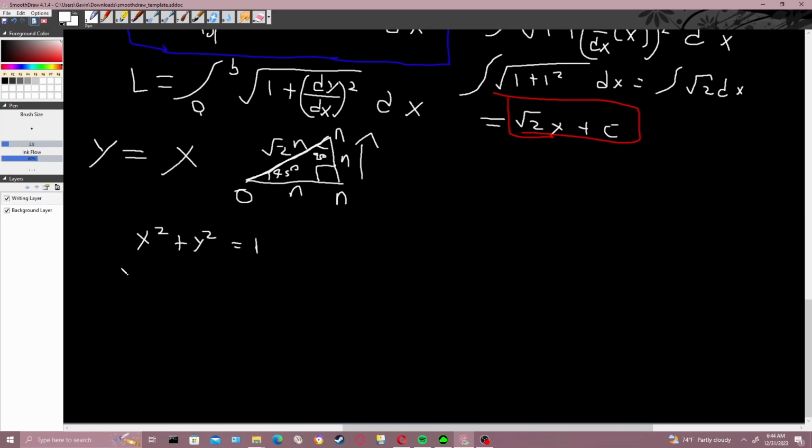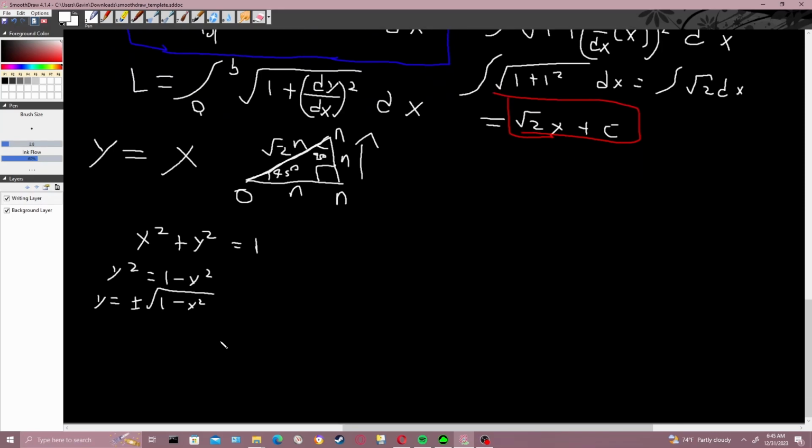But let's do it. Solve for y, 1 minus x squared. Then we can say y equals plus or minus the square root of 1 minus x squared. And now we can integrate this. I don't think I can say that on my school account, but we do not care. We are going to plug square root of 1 minus x squared into this function.